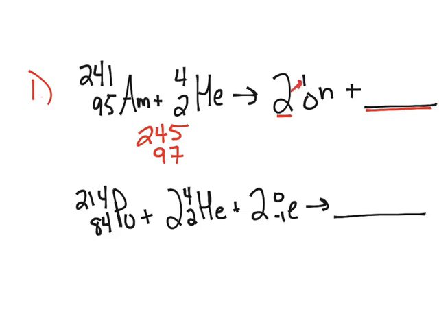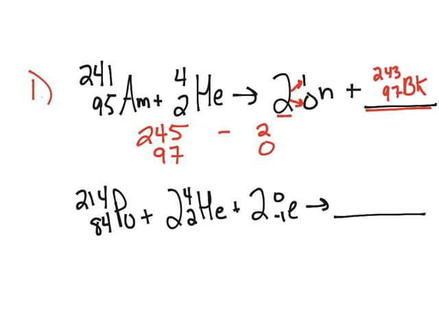So what I'm basically doing is multiplying both of these numbers, the top and bottom number, by 2. On the top, on the right-hand side so far, I have 2 times 1, which is just 2. And on the bottom, I have 2 times 0, which is still 0. So to find the identity of the unknown, I can subtract 245 minus 2, and I'll get a top number of 243. And I can do 97 minus 0, and I get a bottom number of 97. That gives me the element Bk, which goes with atomic number 97.